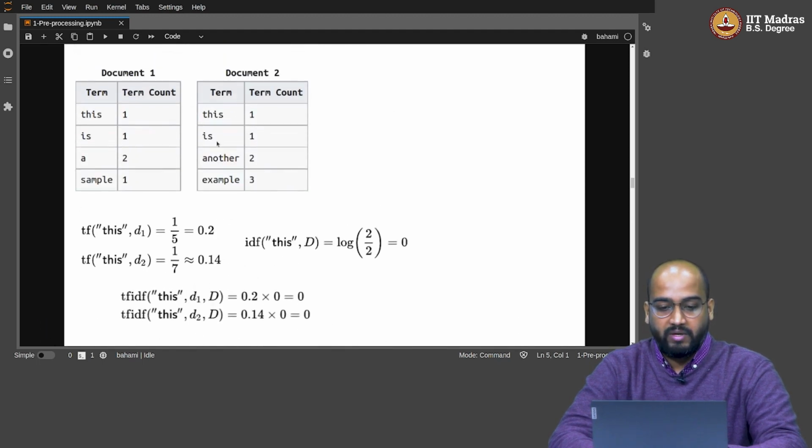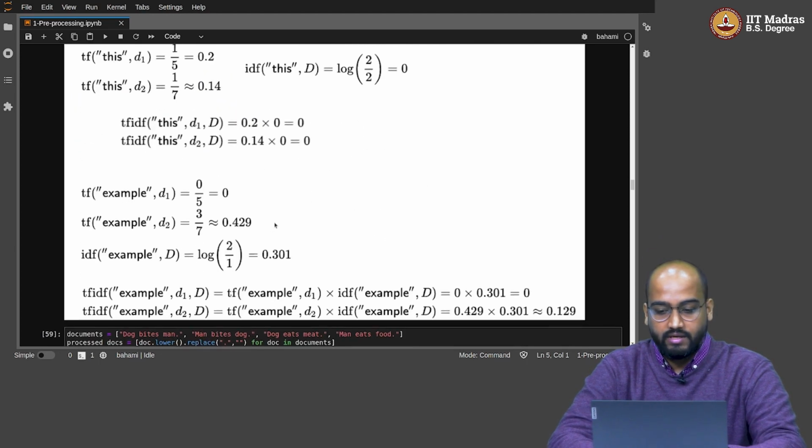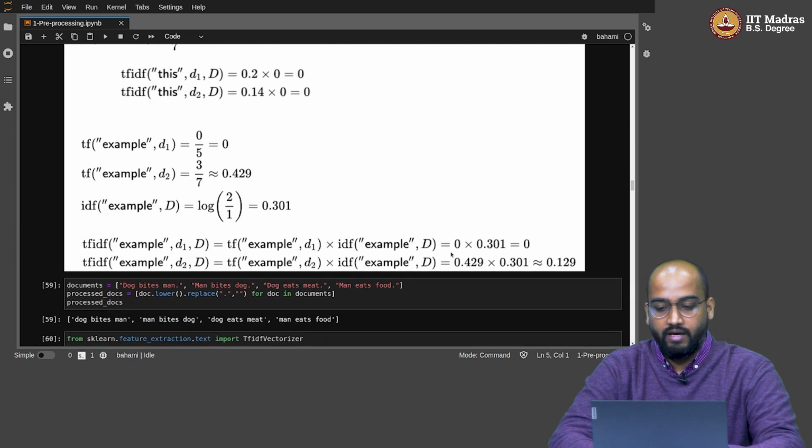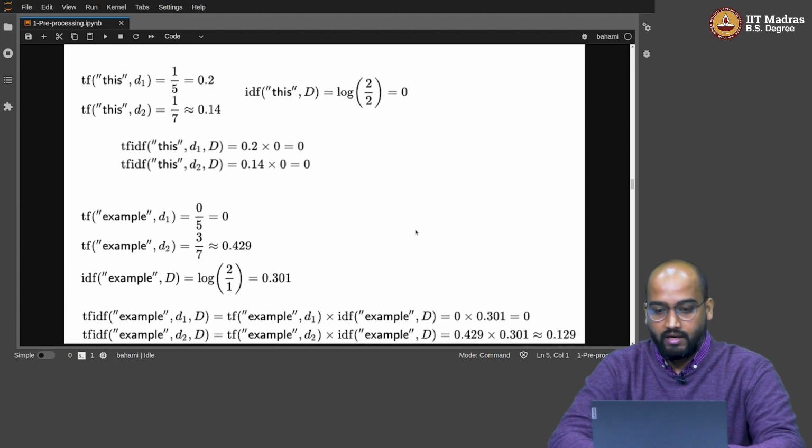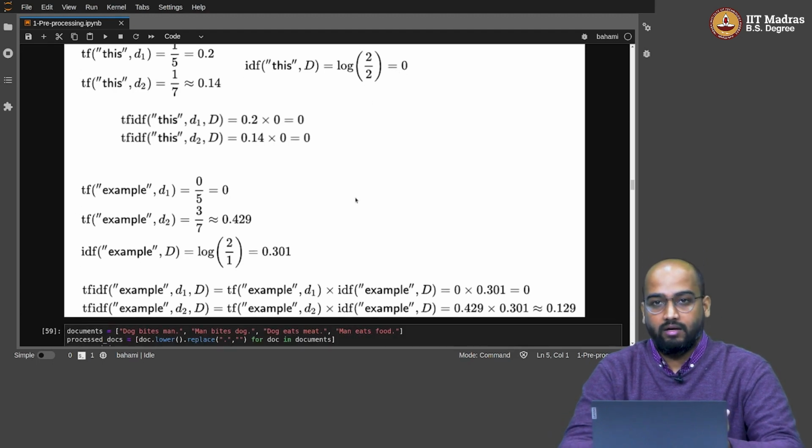Because it is special to this document. It is not a common term that is occurring across all your documents. So in such a case, you will get a non-zero IDF. So if you multiply here, you can see that the token example has a non-zero value, whereas the value of this, which is occurring across all the documents, was 0. So it is basically weighing or enhancing the tokens that are special to a particular doc, right?